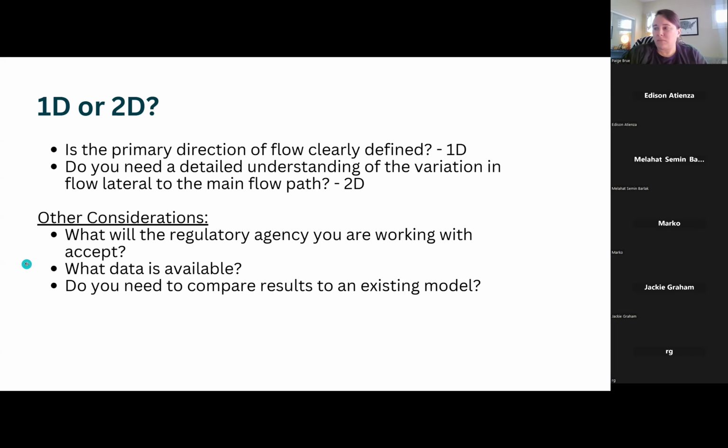You also have to consider what data you have available, and if you need to compare your results to an existing model. If you have a HEC-RAS model and you're just building in a small area and it's going to affect one cross-section, is it really worth building a 2D model and then messing with those differences between 1D and 2D? I don't know, probably not. Clients probably aren't going to pay for something like that, so those are things to consider before you dive into a 2D model.